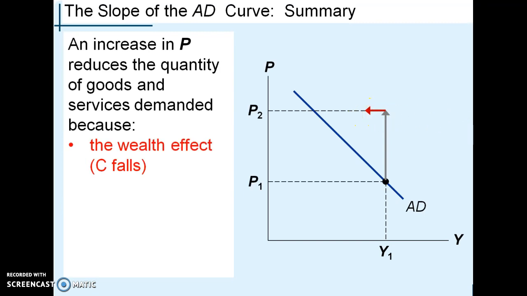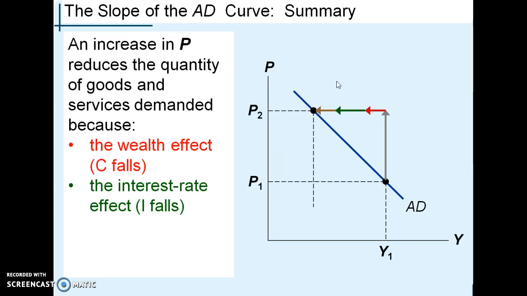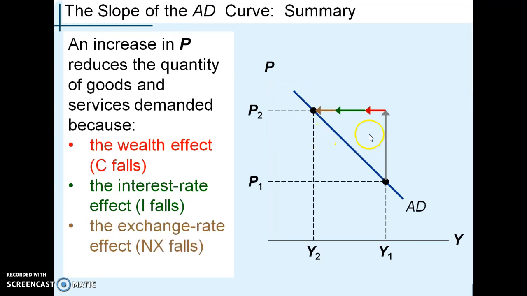So what you can see is, first effect, higher price levels, you have a fall in aggregate demand because of the wealth effect, then also the interest rate effect, and then the third effect, the exchange rate effect. So this is explaining why aggregate demand looks the way that it does. When prices rise, quantity of aggregate demand decreases. When price levels fall, quantity of aggregate demand increases. So that's why the aggregate demand curve looks the way that it does in the overall economy.